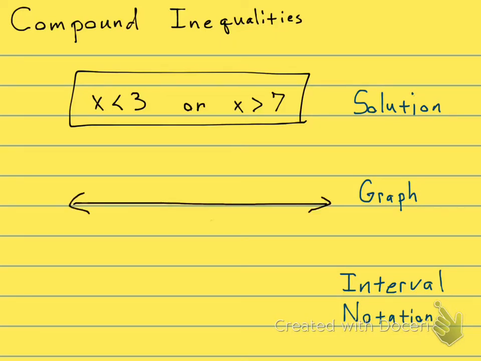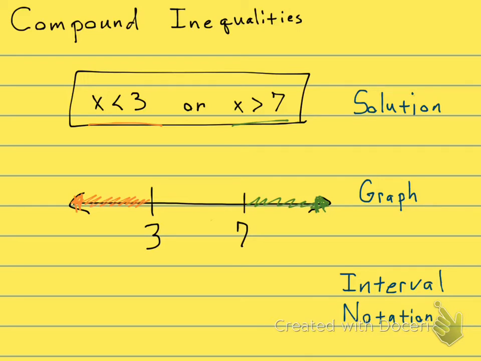We need to find our important points, 3 and 7. And now I'm going to shade x is less than 3 in orange. Here's everything less than 3. And I'm going to shade x is greater than 7 in green. Greater than 7. And now, unlike an and, they don't need to fit both categories. They can fit just one category.